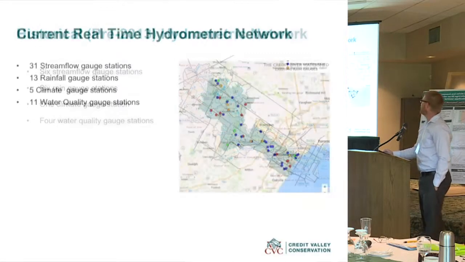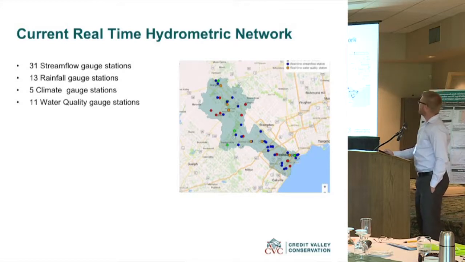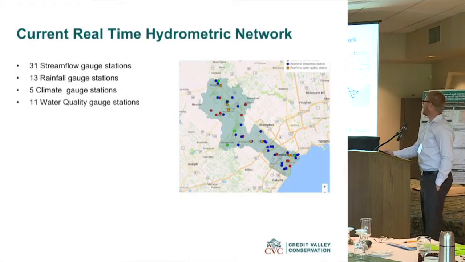So in 2013, we vastly expanded our network. You can see the outline of the watershed boundary here and all of our monitoring stations. Currently we have 31 stream flow gauge stations, 13 rainfall stations, 5 climate stations, and 11 water quality gauge stations. I'll just go through quickly what each station measures.